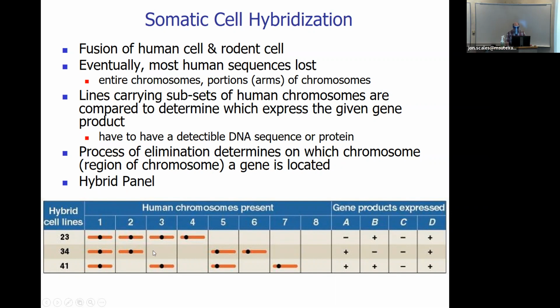So where is D? On 1, because 1 is the only one present in all 3 cell lines, right? So you use that sort of logical deductive reasoning to sort these things out.